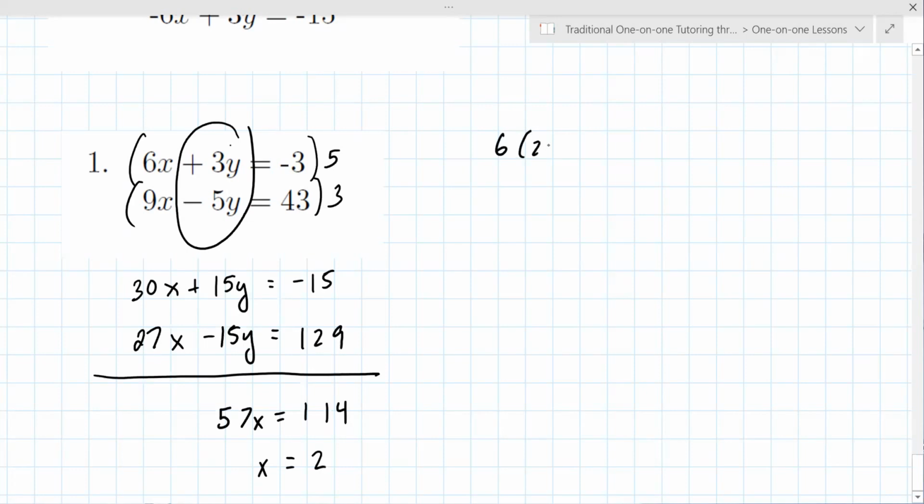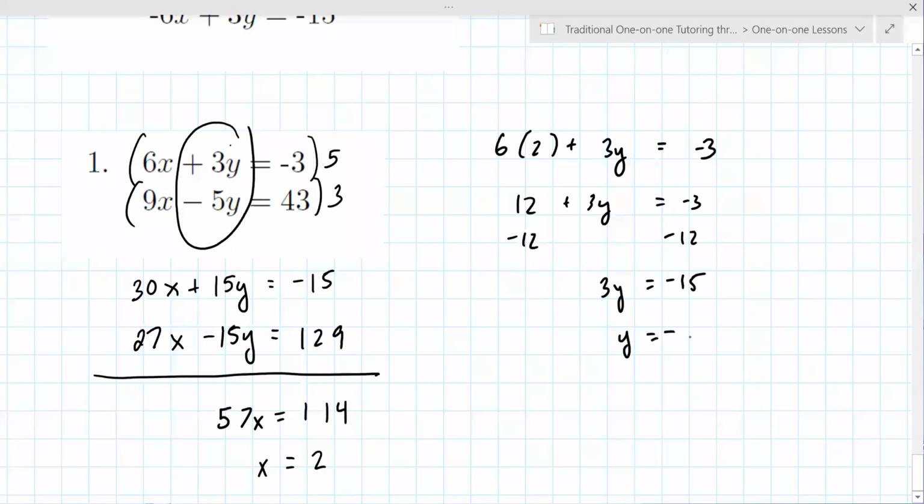So 6 times 2 plus 3y equals -3. So you get 12 plus 3y equals -3. Subtract 12 from both sides. 3y equals -15. So y equals -5.